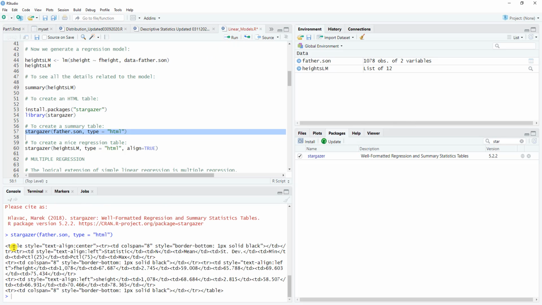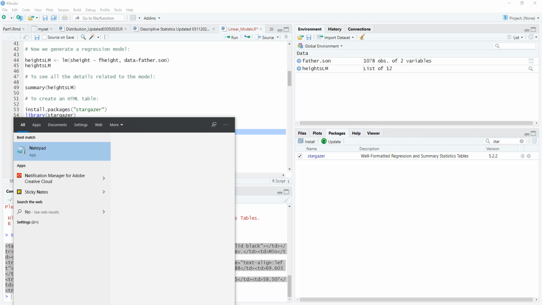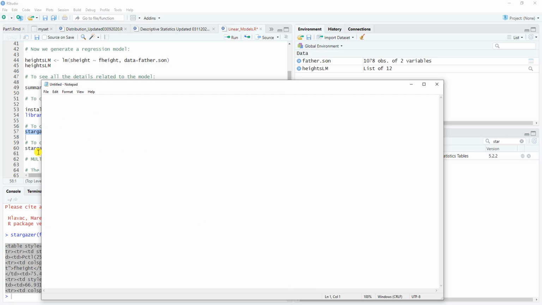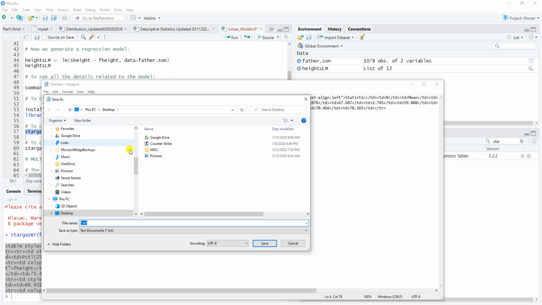So what do you do with this HTML code? Just copy it and save it into an HTML file. I'll show you one quick way to do it. Find Notepad. So save it into Notepad, and when you save your file, name it as HTML. So let's call it tables.html.